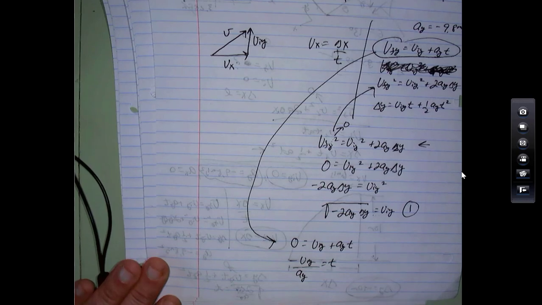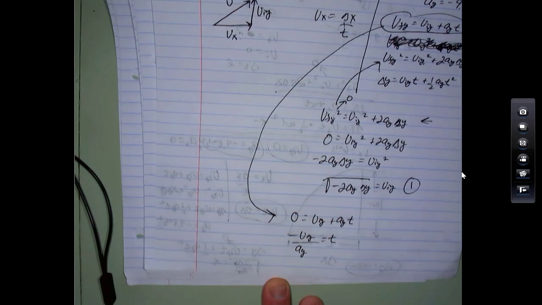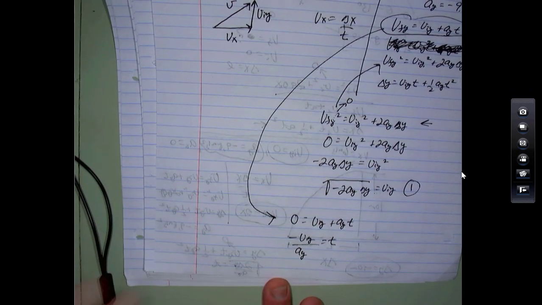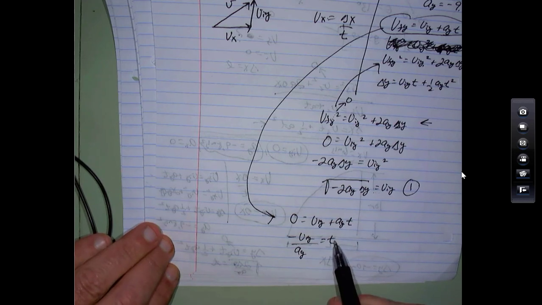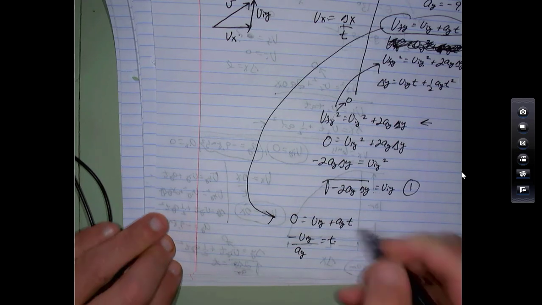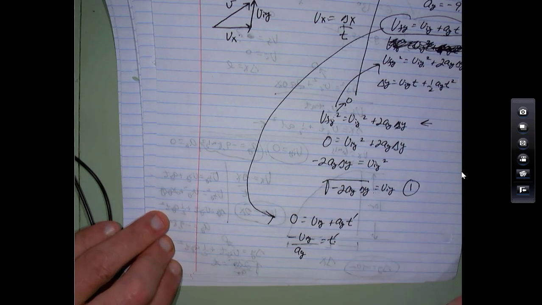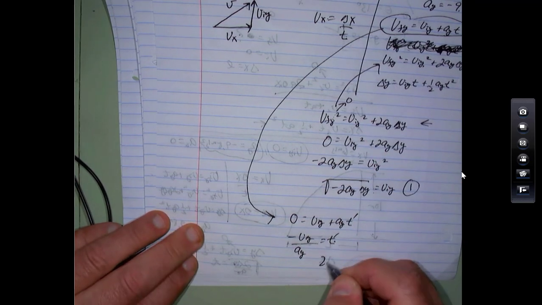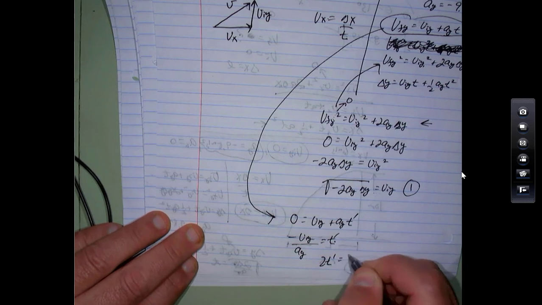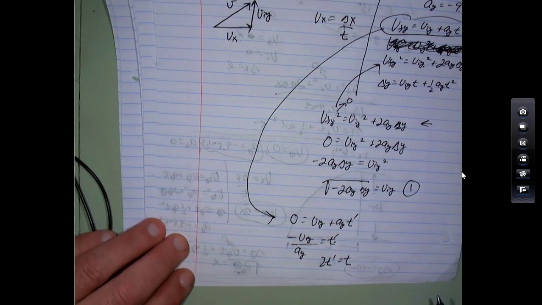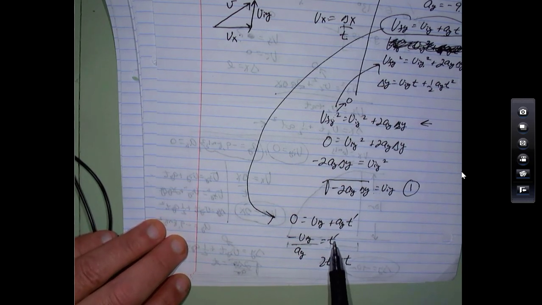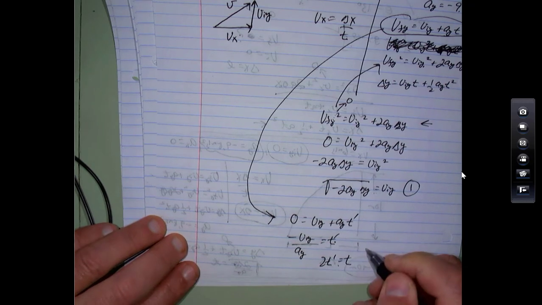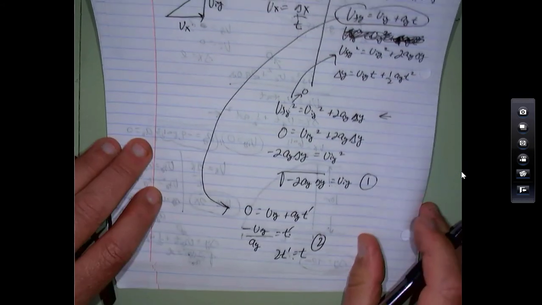Now that's just the time to get to the highest point. You'll have to take this time and multiply it by 2. Maybe I should have called this time prime or something just to distinguish it from what I called time here. So 2 times this time is the entire time of flight, they call it. This is just the time to get to the peak. This is the entire time. Okay? And then once you have that time, again, I told you this is going to be a tricky problem.